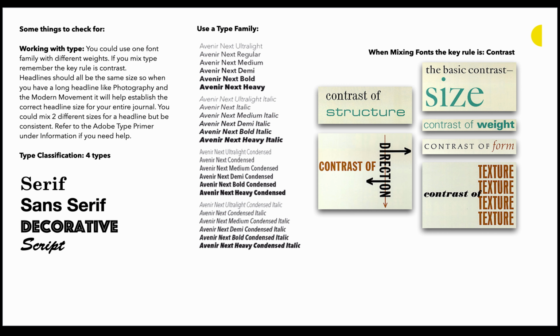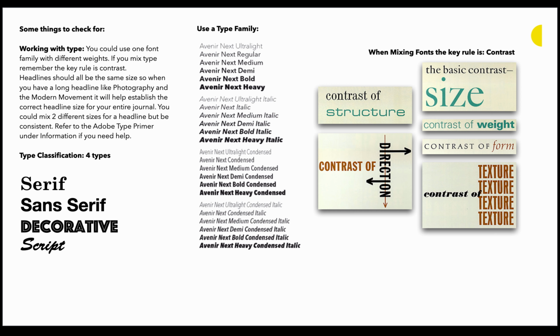And again, you want to use the same font for the headlines throughout your journal. You don't want to switch and use a different font for each style because you want the book to look consistent. One thing you could do is use a type family. So a font, say like Avenir, has a lot of options. Everything from ultra light to heavy, from very bold to very condensed or italic. There are just so many options, as you can see.